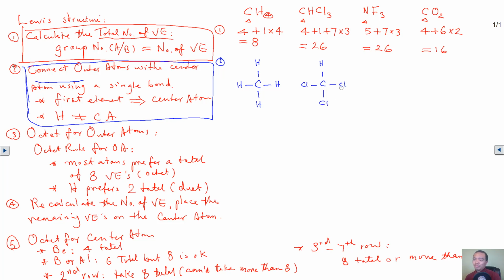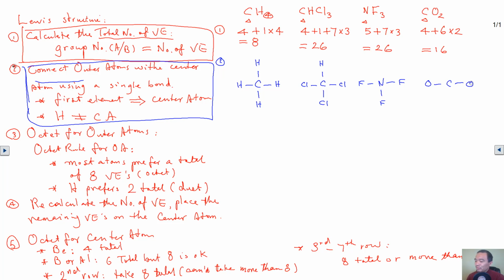Okay. For NF3, nitrogen serving as the center atom, and I'm going to write the single bonds, the left, right, and the bottom. The question is, can I write 1 fluorine above the nitrogen? No problem. It's just how I wrote it. For CO2, carbon, I write it at the center, and either side you have 1 single bond. So that's our step 2, which is quite straightforward.